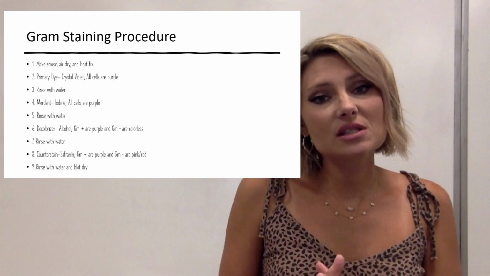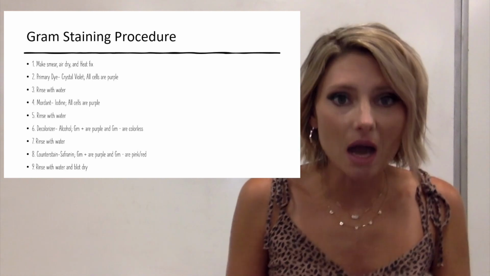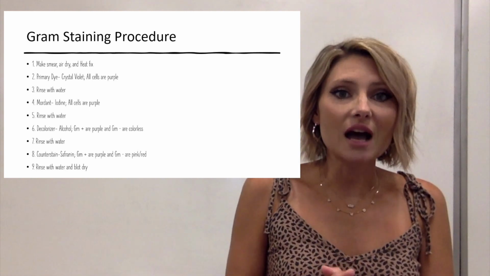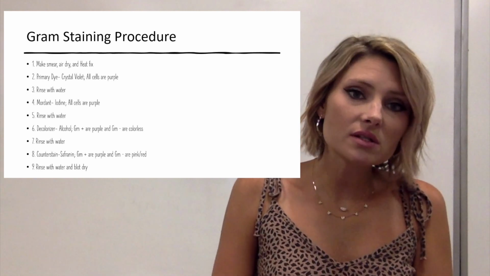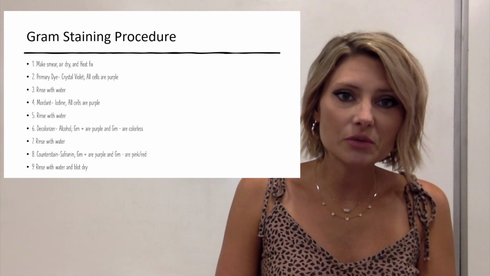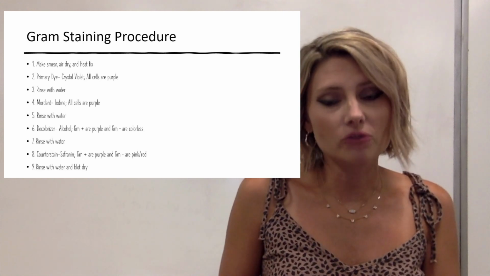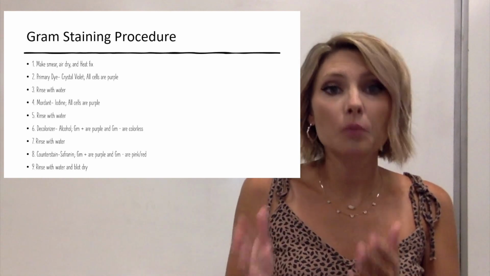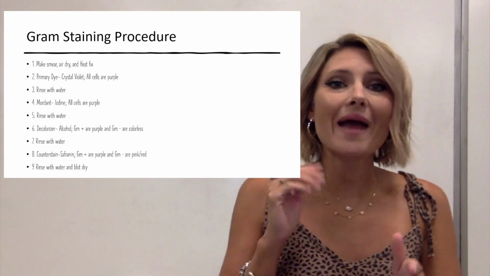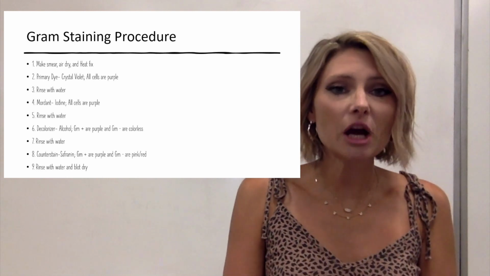The first step of the gram stain is known as the primary dye. The primary dye, which is the first one, is crystal violet. We flood the slide with crystal violet just like we did in the simple stain, let it sit for a minute, then rinse it off till the water runs clear. At that time, all cells are purple. The gram-positive cells are purple and the gram-negative cells are purple. So that's the primary dye.